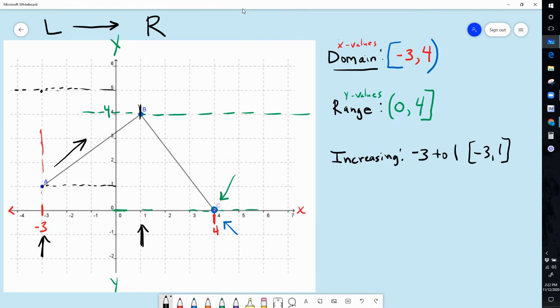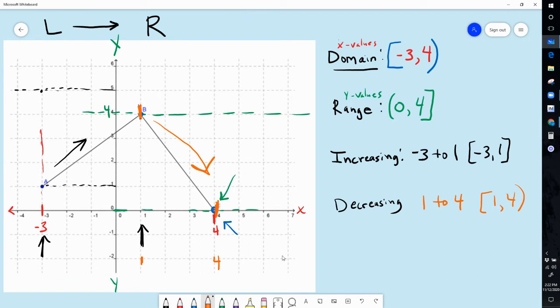Now, decreasing is almost the exact same thing, but it's where is your graph going downhill? Okay, we can all see that the graph is going downhill right here, right? So it starts going downhill and ends going downhill. But what are the x values there? So an x value of 1 and an x value of 4. Between 1 and 4, as I read my graph from left to right, my graph is decreasing. Okay, so you can write it like that, or you can say from 1 to 4, I guess. I don't think that the parentheses and brackets are necessary here.